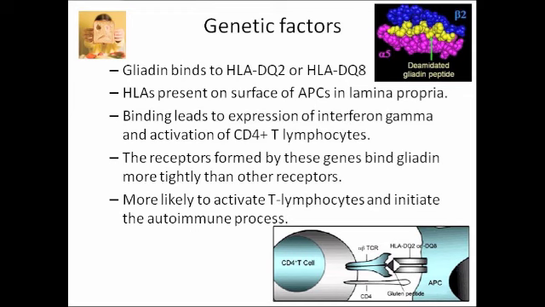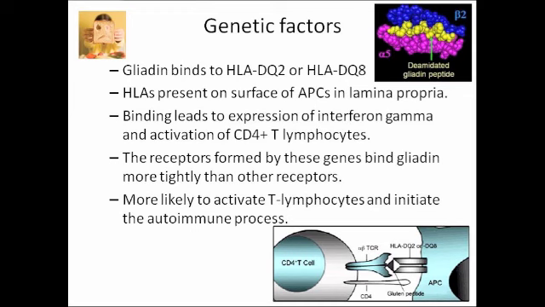to expression of the pro-inflammatory cytokine interferon gamma and activation of CD4 T lymphocytes. The receptors formed by these genes bind gliadin more tightly than other forms of the antigen-presenting receptors. Therefore, these genetic forms of the receptor are more likely to activate T lymphocytes and initiate the autoimmune process.